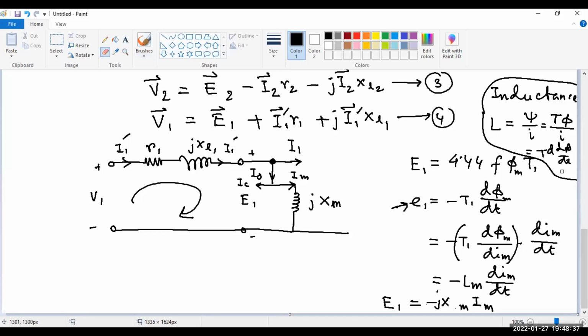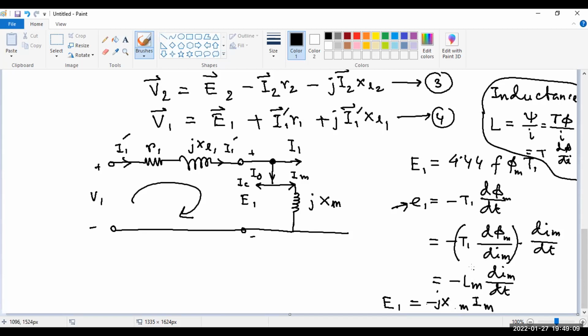So I think you know this definition, or if you don't know, just try to remember it. Inductance is the rate of change of flux linkage with respect to current, ψ by I. Now ψ is basically the number of turns into flux by I. In differential term, it is T dφ/di. So that definition I have put here.